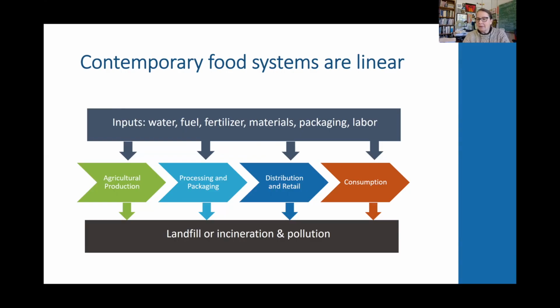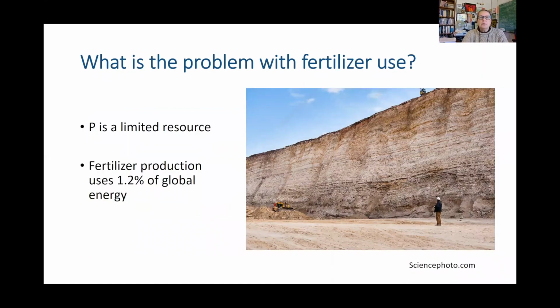So this is inherently an inefficient system, and the individual parts of the system don't sort of talk to each other the way they should. So I'm just going to look at a couple of the inputs into the system and discuss a bit of how those inputs are problematic.